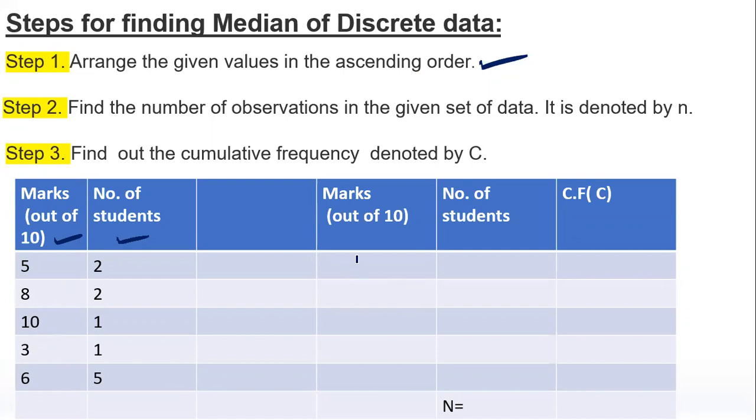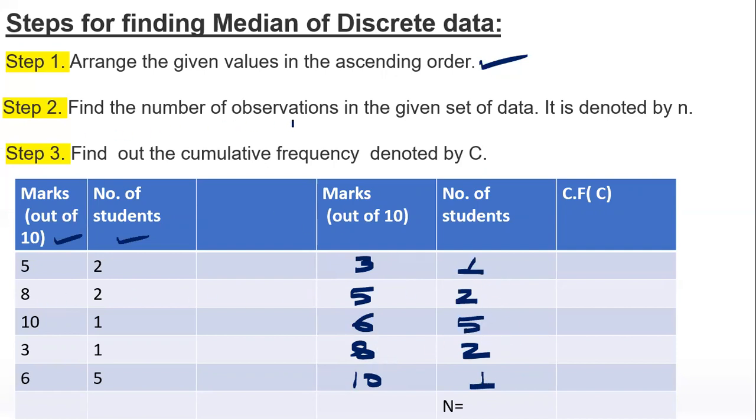That is 3 marks, 1 student, then 5 marks, 2 students, then 6 marks, 5 students, then 8 marks, 2 students, then 10 marks, 1 student. We have arranged it in ascending order: 3, 5, 6, 8, 10, and the number of students.